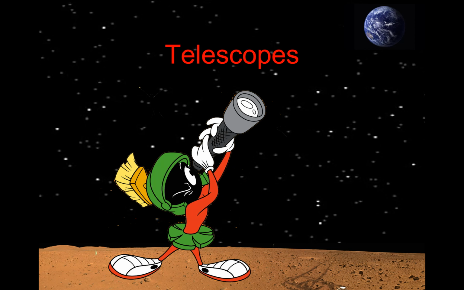So we've talked about light. We've talked about the behavior of light and its various properties. What we want to talk about now is telescopes. And telescopes are one of the chief instruments that astronomers use to learn about the universe.